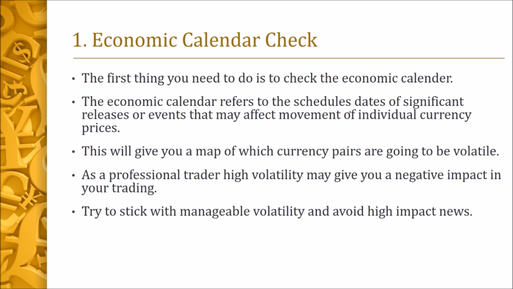The first thing that you need to do is to check the economic calendar. The economic calendar refers to the schedules, dates of significant releases, or events that may affect movement of an individual currency price. This will give you a map of which currency pairs are going to be volatile, as well as the time they are going to be volatile. As a professional trader, high volatility may give you a negative impact in your trading. So try to stick with manageable volatility and avoid high impact news.